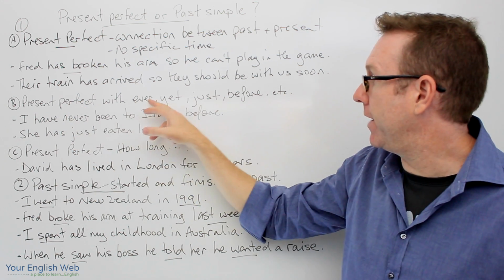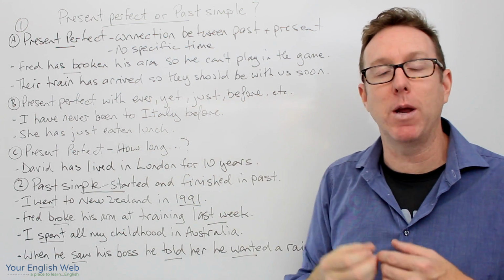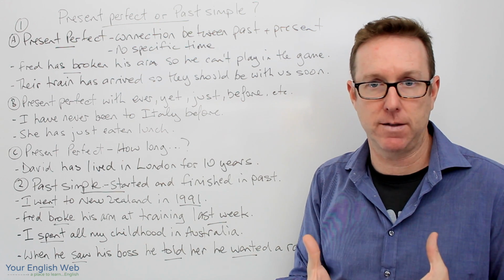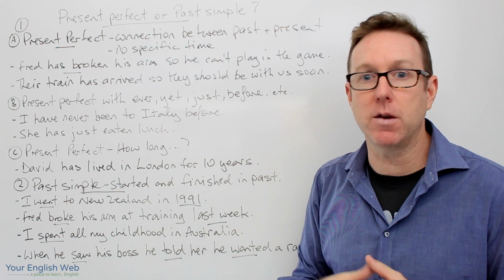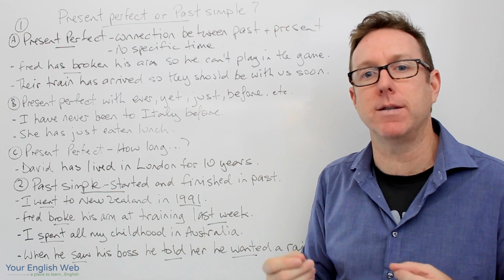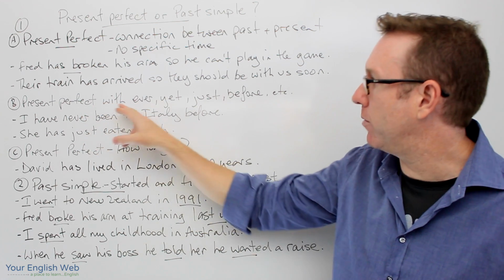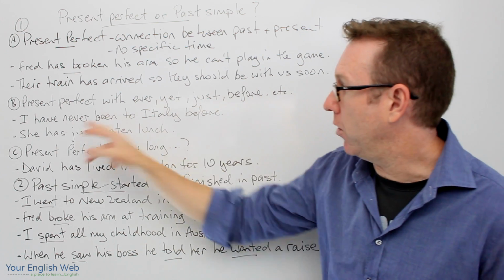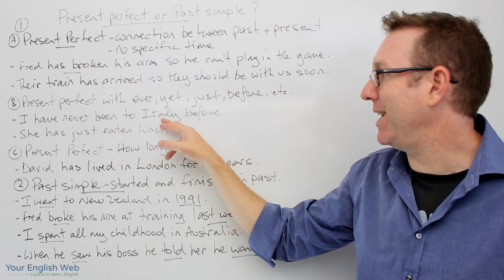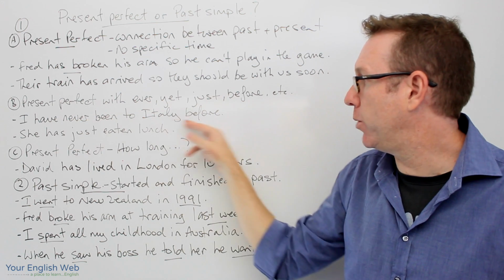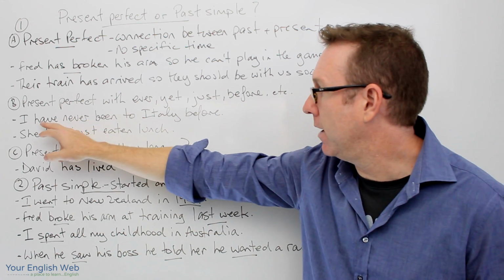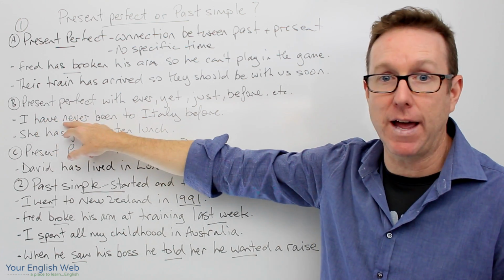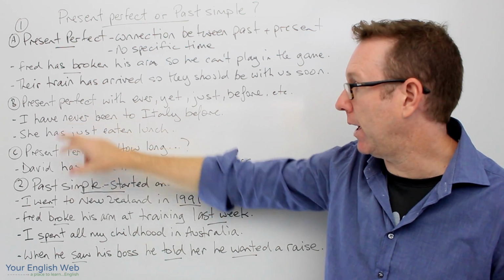Now the present perfect is often used with ever, yet, just, before, etc., okay? So if we have one of these, ever, yet, just, before, normally we're going to use the present perfect tense, okay? I say normally because you could hear some exceptions. There's always exceptions, but normally the general rule is with these ones, the present perfect tense. So, I have never been to Italy, or I've never been to Italy before. We could also say, I have never been to Italy, okay?